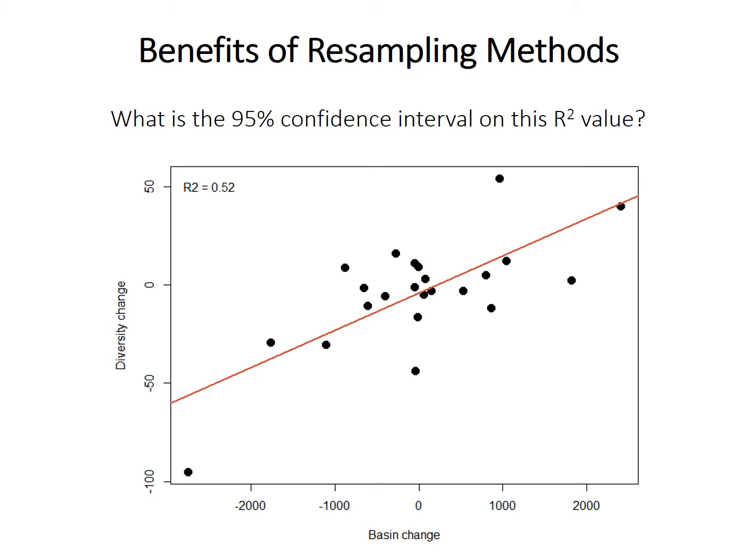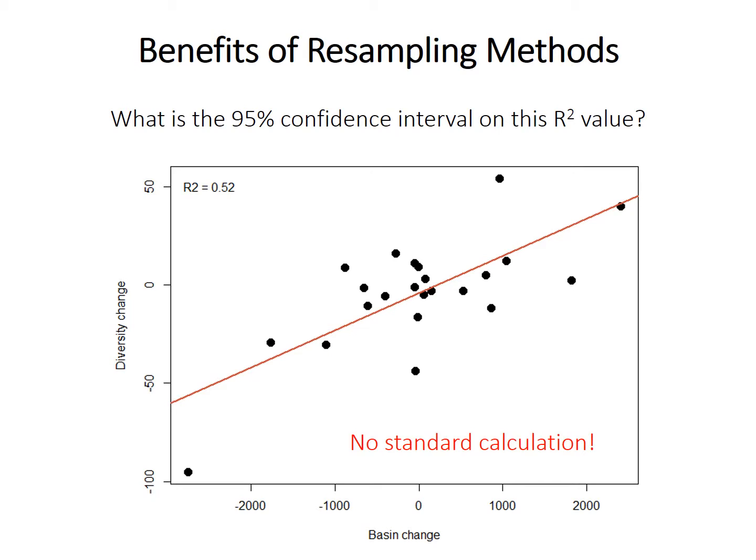What is the 95% confidence interval on this r squared value? We calculated r squared was 0.52, but what's the uncertainty? There isn't a standard calculation for this, but we can use a resampling method to get this information. They turn out to be extremely flexible and powerful techniques, and you can use them for really almost anything that you want to do.